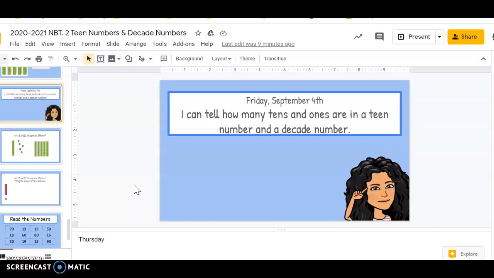Our I can statement for today is: I can tell how many tens and ones are in a teen number and a decade number. Let's read it together. I can tell how many tens and ones are in a teen number and a decade number. So what we're going to be looking at is the difference between a teen number and a decade number.